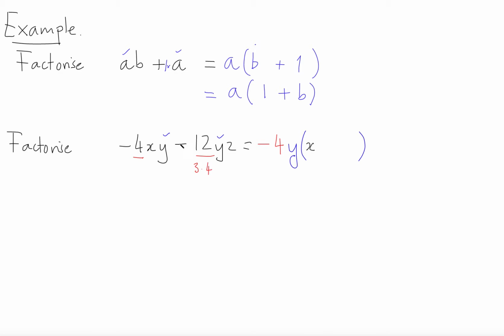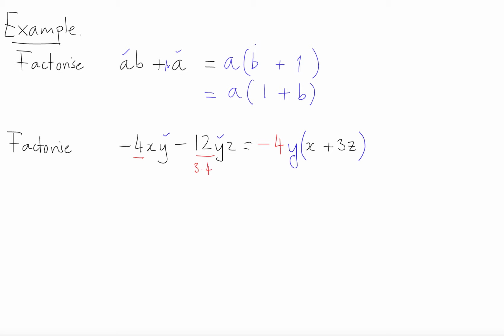And what do we need to multiply minus 4y with to get minus 12yz? Well, plus, because plus times a minus makes a minus, and that will give us the minus sign back here. We have a 4 here. We need to multiply 4 by 3 to get 12. We already have the y, but we don't have the z, so we have to multiply it by z.